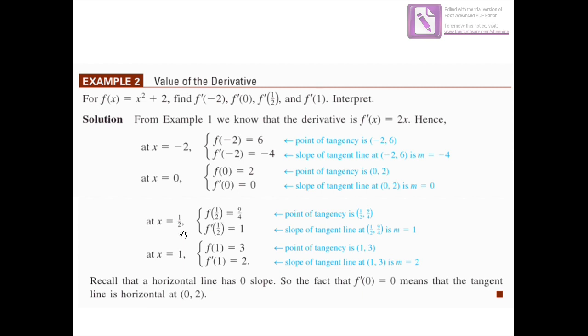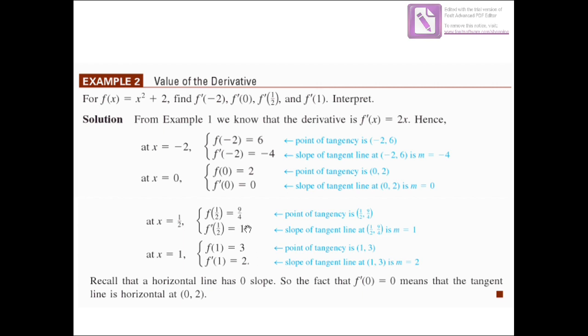At x is equal to half, we have f of half is equal to half squared plus 2, which is 9 over 4. So the point of tangency is half and 9 over 4, whereas f prime of half will be equal to 2 multiplied by half, which is equal to 1. So the slope at half is equal to 1. At the point x is equal to 1, we have f of 1 is equal to 1 squared plus 2, which is 3, whereas f prime of 1 is equal to 2 multiplied by 1, which is equal to 2.